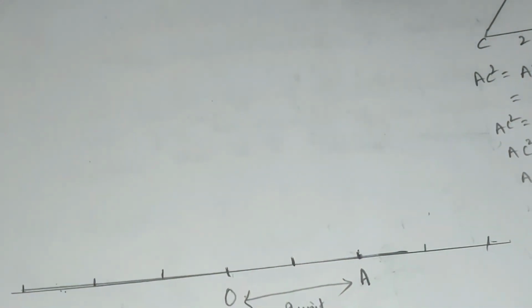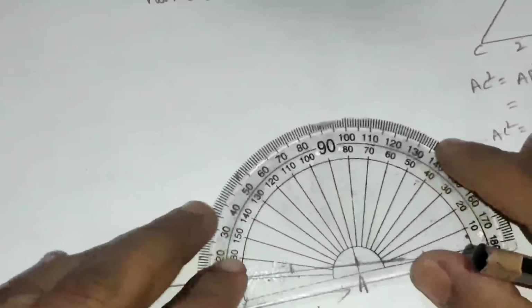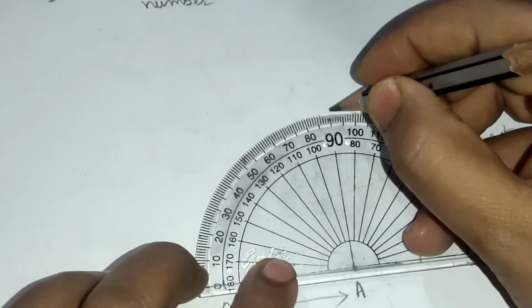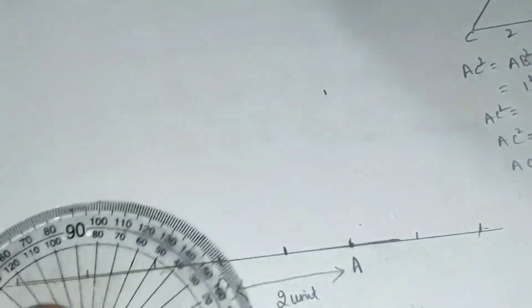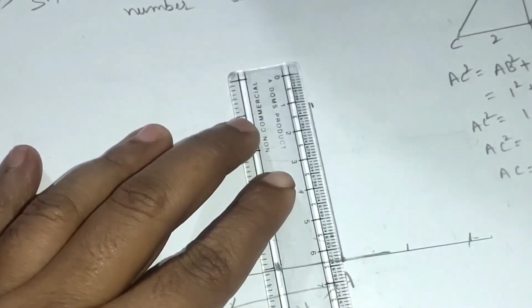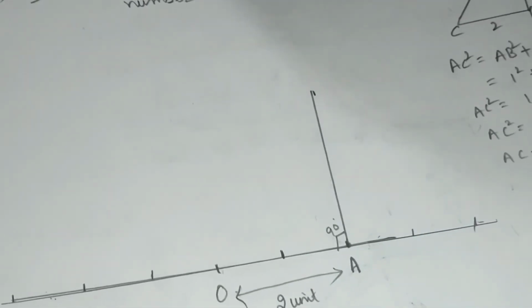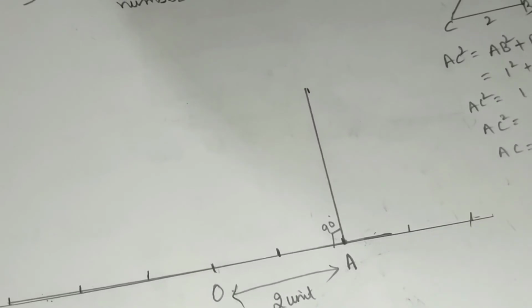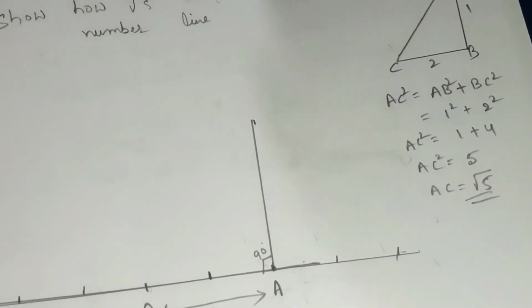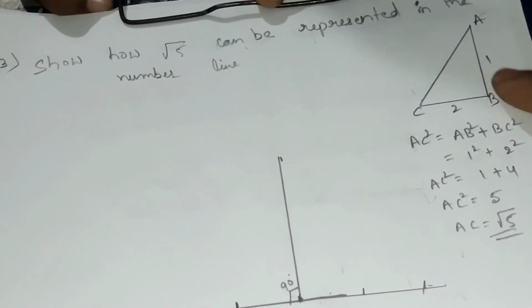Keeping A as a center, you have to take the perpendicular. Mark 90 degrees and draw a perpendicular to it. Then draw a line. Now this is 90 degrees. Now perpendicular is ready. Now you have to mark the length of perpendicular. According to the calculation, the length of perpendicular should be 1 unit.